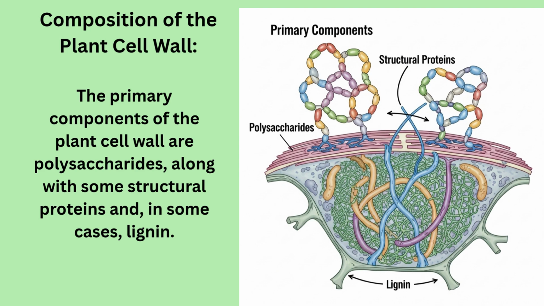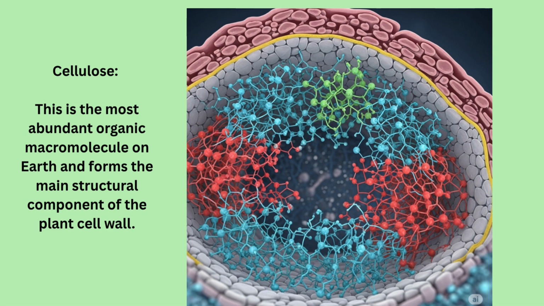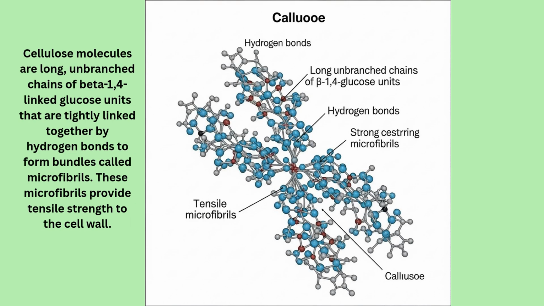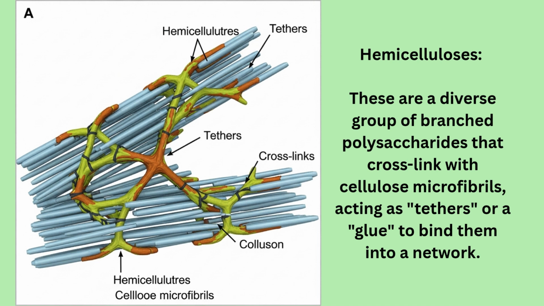The primary components of the plant cell wall are polysaccharides, along with some structural proteins and, in some cases, lignin. Cellulose. This is the most abundant organic macromolecule on Earth and forms the main structural component of the plant cell wall. Cellulose molecules are long, unbranched chains of beta-1,4-linked glucose units that are tightly linked together by hydrogen bonds to form bundles called microfibrils. These microfibrils provide tensile strength to the cell wall.